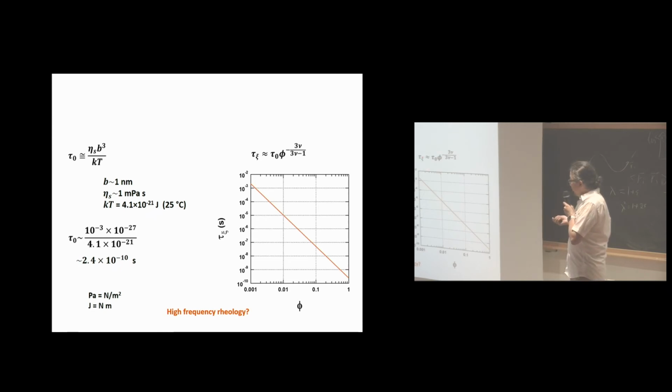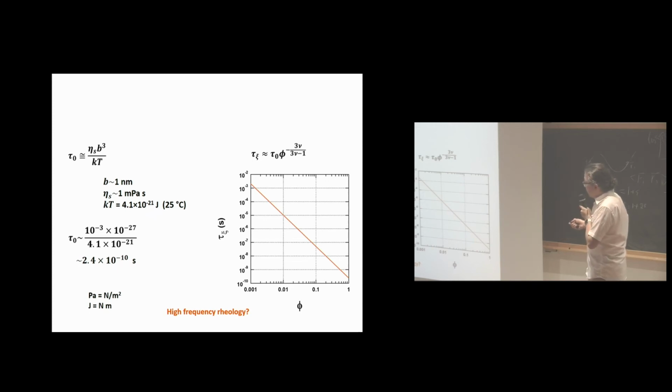relaxation time of the correlation length. For the monomer relaxation time, for flexible polymers, the Kuhn length is roughly on the order of 1 nanometer. Solution viscosity is on the order of 1 millipascal second. If you work at 25 degrees, kT is 4.1 times 10 to the minus 21 joule, so you can calculate the monomer relaxation time to be on the order of 10 to the minus 10 seconds.